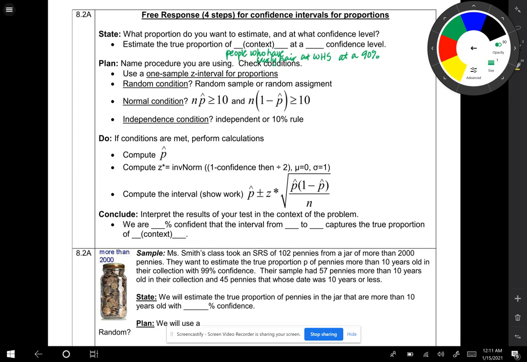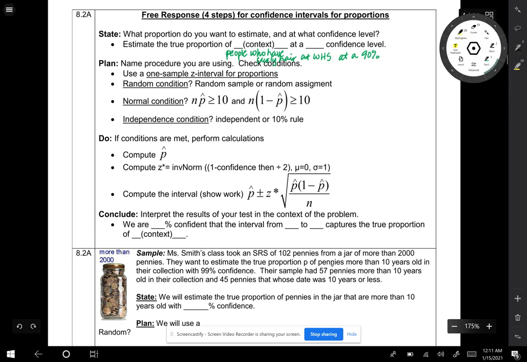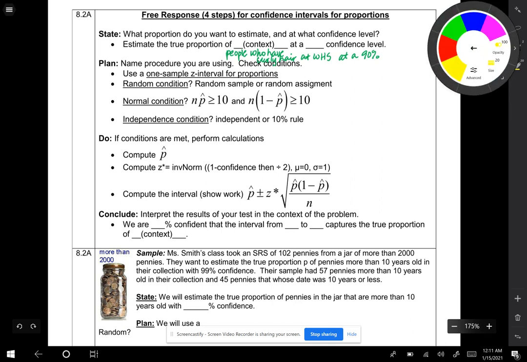In the plan section, you name the procedure you are using. Our procedure is called a one sample Z interval for proportions. Okay. Then you check the 3 conditions. Condition 1, the random condition. Is it a random sample, random assignment? Condition 2, normal condition. So N times P hat greater than or equal to 10, and N times 1 minus P hat greater than or equal to 10. The last condition is the independence condition. So sampling with replacement or sampling without replacement, use the 10% rule. You must show how all 3 of these conditions are met.